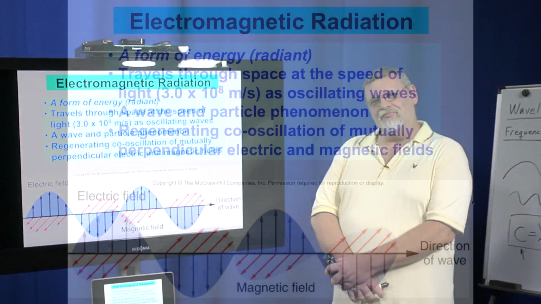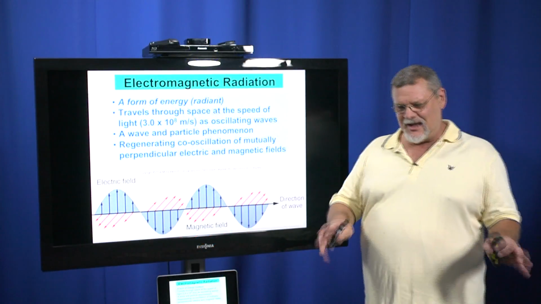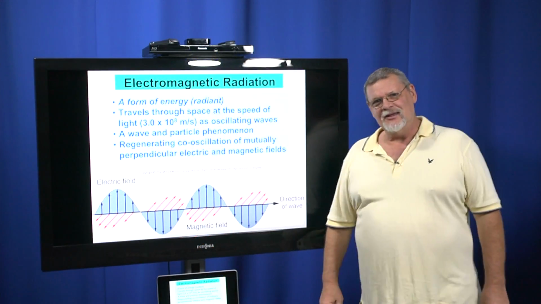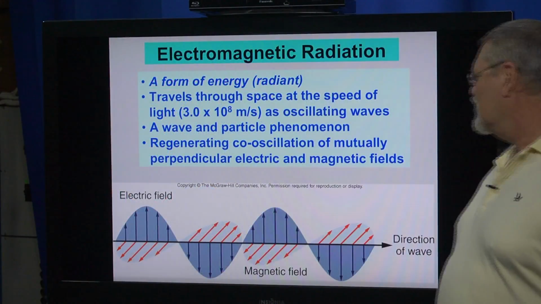So let's do some basic definitions with electromagnetic radiation. It's a form of energy. It travels through space at the speed of light, and for our class, we're just going to use the number 3 × 10⁸ meters per second. So just write that down and ingrain that in your brain, as that's the number we're going to use. The speed of light is 3 × 10⁸ meters per second.